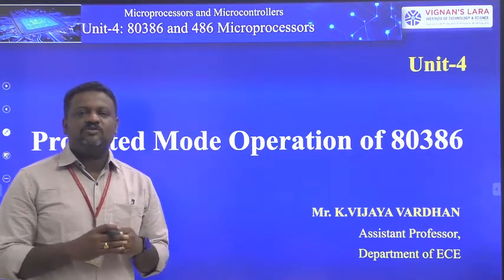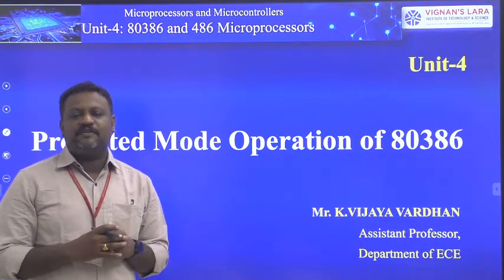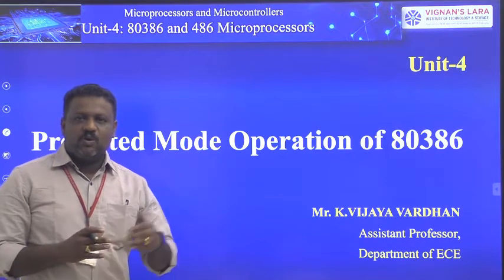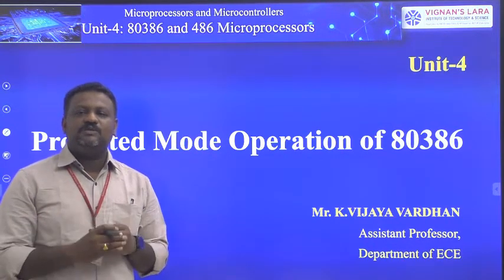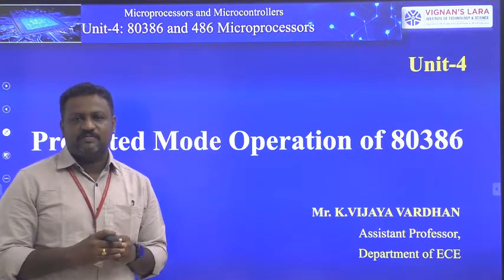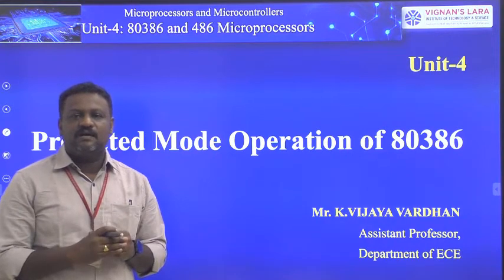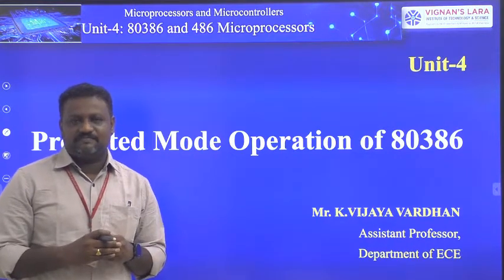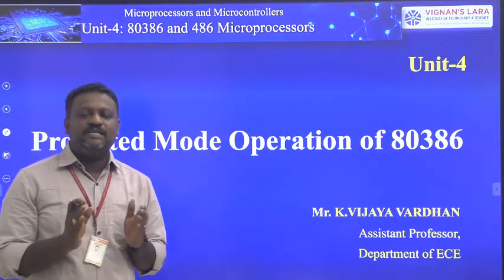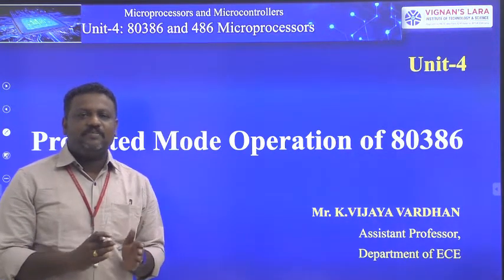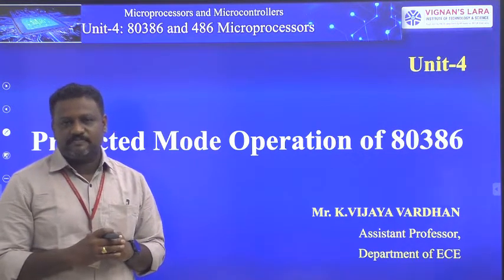And sometimes you can also say that 80386 supports three different operating modes. One is real mode, second is protected mode, and third is virtual 86 mode. Basically, virtual 86 mode only exists in protected mode operation. So that's why I mentioned that 80386 basically operates in two different modes: real mode and protected mode.